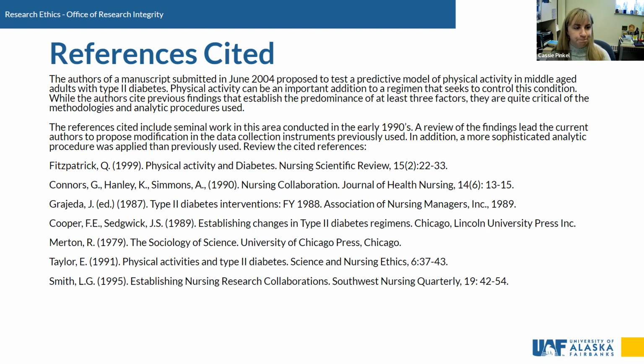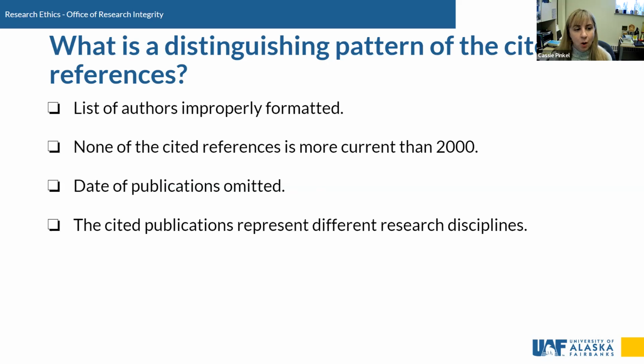All right, Aaron, click. So the question here is, what is this distinguishing pattern of the cited references? Is it that the list of authors is improperly formatted, none of the cited references are more current than 2000, the dates of publication are omitted, or the cited publications represent different research disciplines? Does anybody have an idea if it's, we'll call it 1, 2, 3, or 4? We can click back and look if you want. Okay, Chris says B, none of the cited references is more current than 2000. Anybody else have an answer?